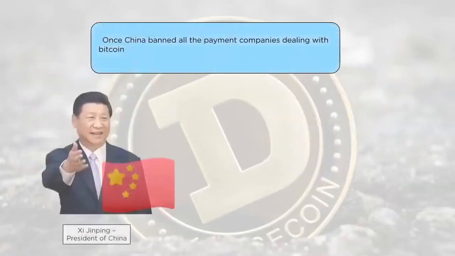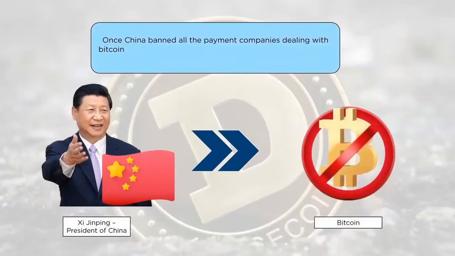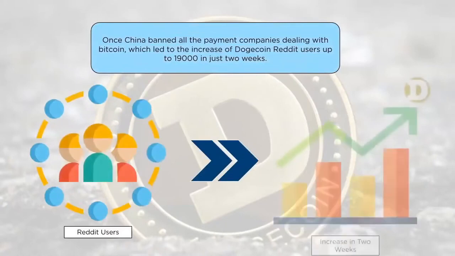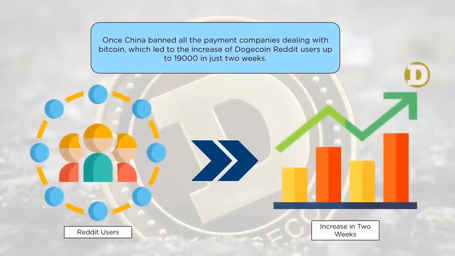They genuinely believe that Dogecoin will rule the future, and this unity proved to be an advantage for Dogecoin. For instance, once China banned all the payment companies dealing with Bitcoin, which led to the increase of Dogecoin Reddit users up to 19,000 in just 2 weeks. Thus, the price of Dogecoin escalated to 300%. Dogecoin's followers provide full support to Dogecoin and act in unity to try every bit to make it more popular and grow. Once they raised a fund of $55,000 for a NASCAR driver, John Weiss, who in return covered his entire car with Dogecoin and Reddit alien images. Such a beautiful family.